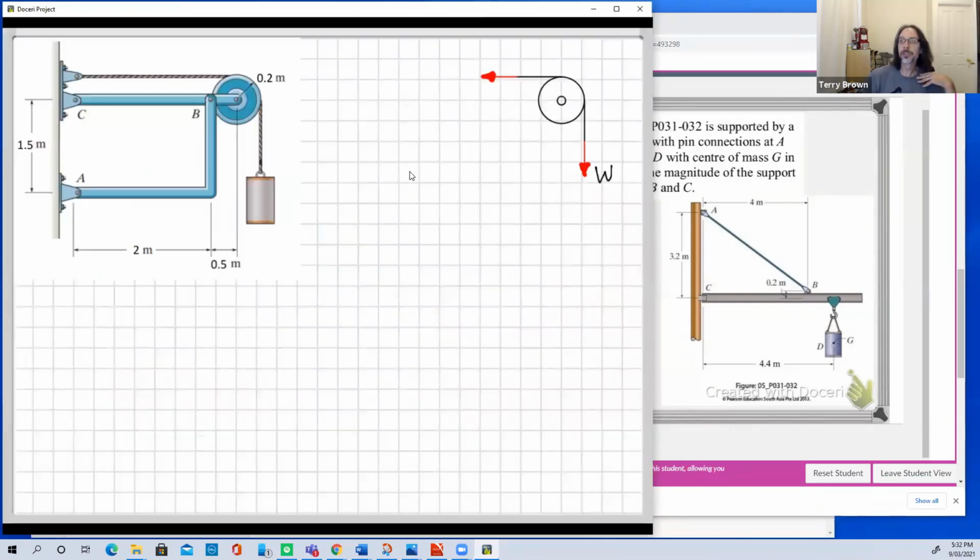So if I start drawing some free body diagrams, would the pulley be on its own? It could be, depending on what's happening, okay? So if there was no rope at the top here, and there was just rope wrapped around the drum, then I would say, yes, you could consider this to be a weight and a moment at this point here, okay?